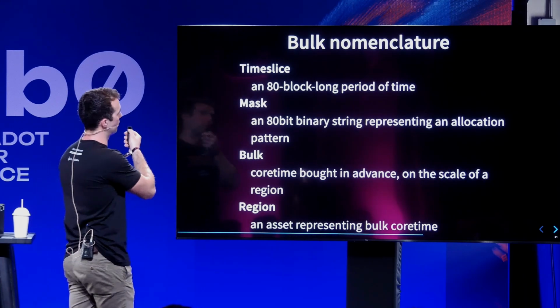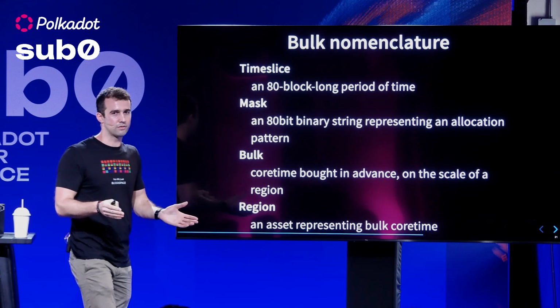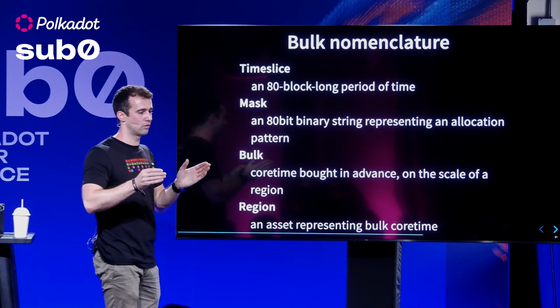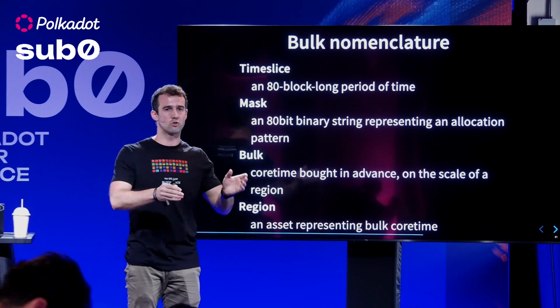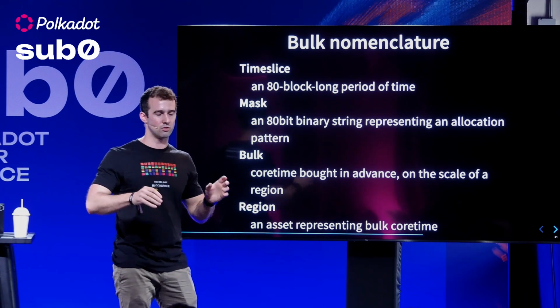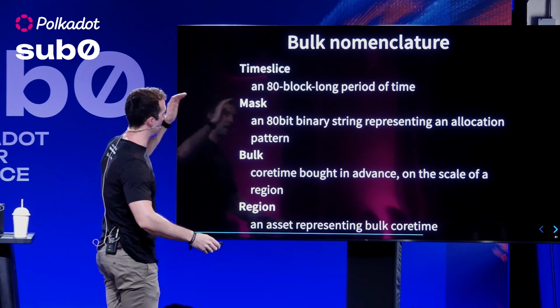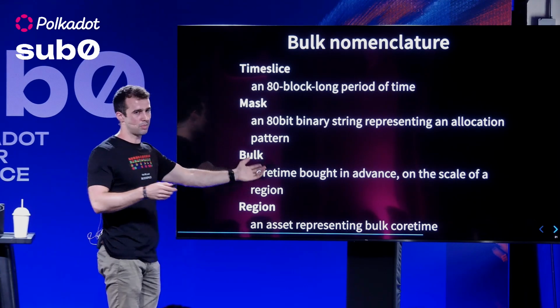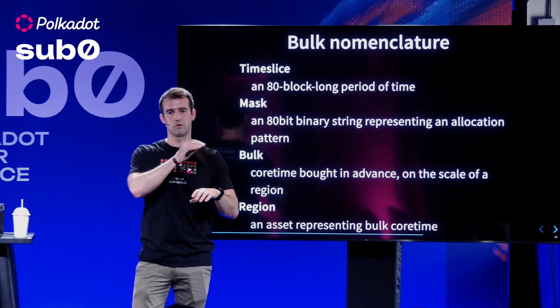So talking about bulk, we've got time slices, which is an 80 block long period of time. So this is the part that is scheduled each time. You schedule a time slice in advance, and you can split that time slice up in various different ways to have multiple tasks assigned to the same core. And that's allocated with a mask, which is an 80-bit string, a binary string. So you just have a 1 if you want it to be scheduled, and a 0 if you don't.